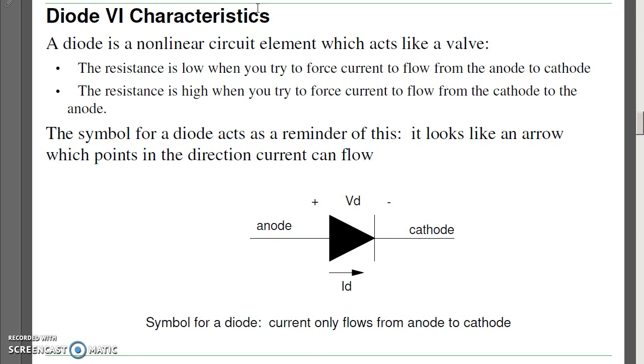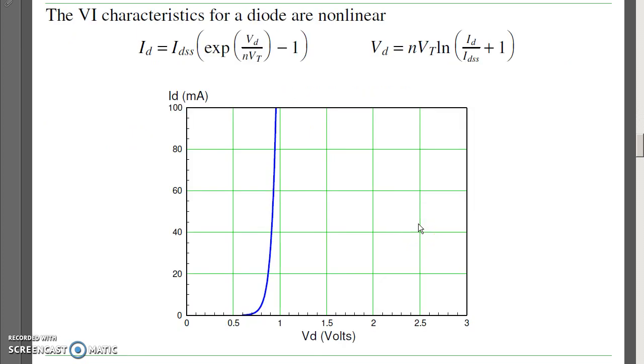Now, a diode is a nonlinear circuit element that acts like a valve. When I try to push current flow from the anode to the cathode, the resistance is very low. When I try to push current backwards from cathode to anode, the resistance is very, very high. Hence, the symbol for a diode is an arrow reminding you current flows anode to cathode. The characteristics for a diode are highly nonlinear. A typical diode has a form where the current is an exponential function of voltage. So for a silicon diode, you'd have typically this type of VA characteristic. As the voltage increases, the current doesn't go up linearly, it's exponential.